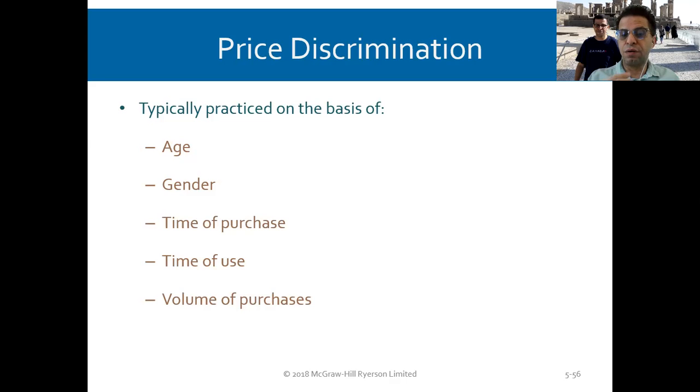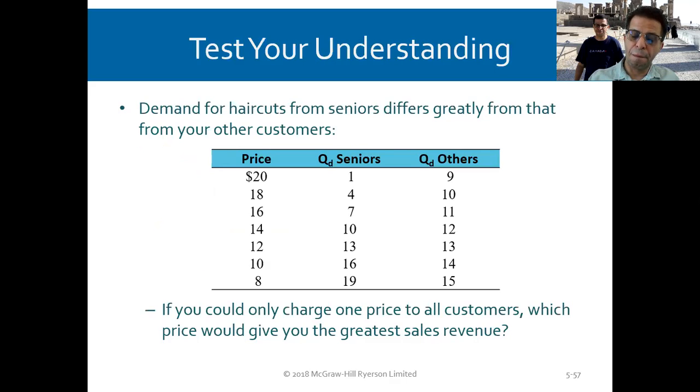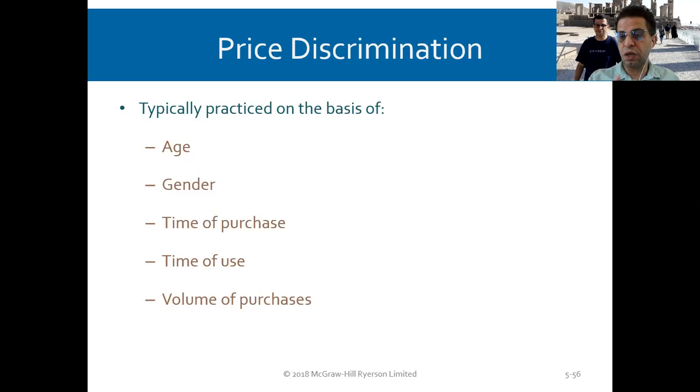Typical bases of price discrimination you can see are age, gender, the time of purchase, the time of use, and the volume of purchase. Age, we brought up the hairdressers. The gender, we said ladies' night. The time of purchase, if you purchase after 12 o'clock, it becomes more expensive. The time of use, when can you use that product, especially in services also, and how much you're buying, the prices can differ.